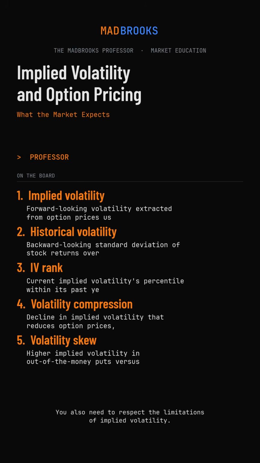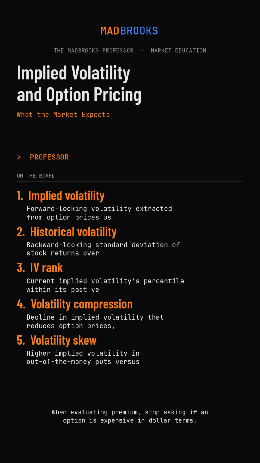You also need to respect the limitations of implied volatility. It assumes a log-normal distribution of returns and constant volatility until expiration. Markets don't behave that way. Volatility clusters. Calm periods follow calm periods. Wild periods follow wild periods. Black-Scholes doesn't capture that. So implied volatility is useful but not omniscient. It's the market's best guess, not a prophecy.